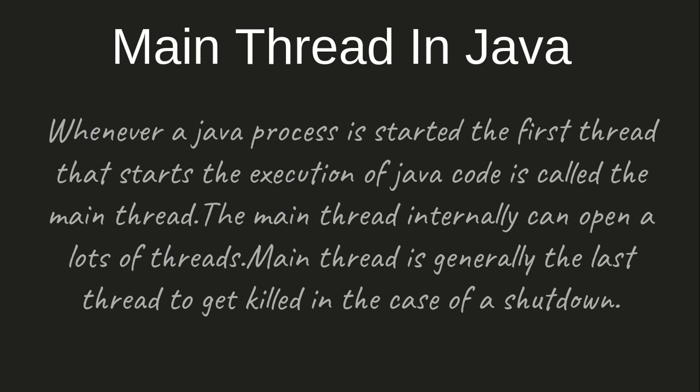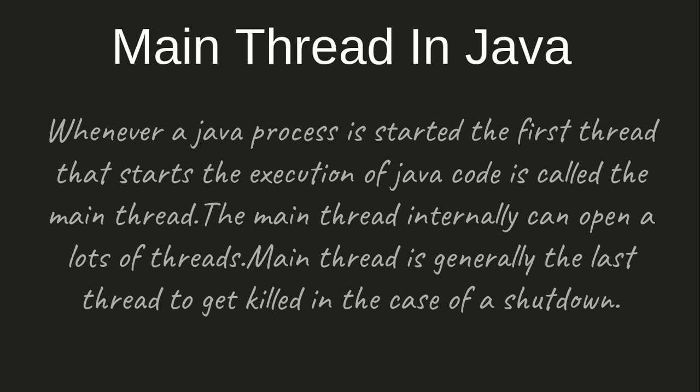Now let us go through the concept of the main thread in Java. Now we know that inside Java, whenever a Java process is started, the first thread that starts the execution of Java code is called the main thread. The main thread internally can open a lot of threads. The main thread is generally the last thread to get killed in the case of a shutdown.